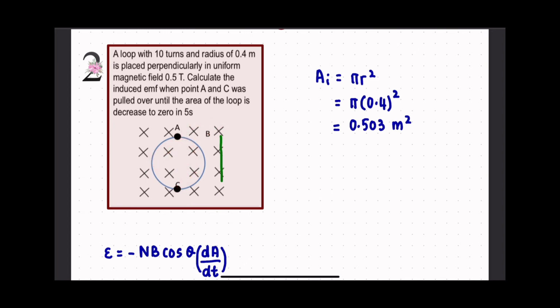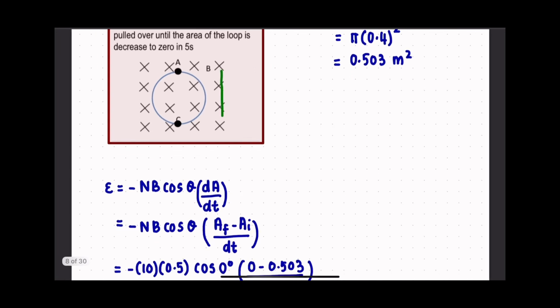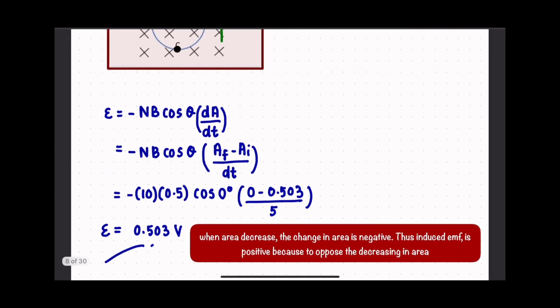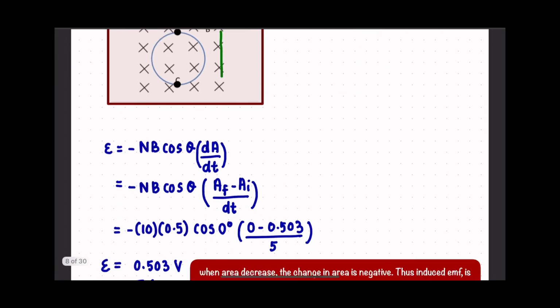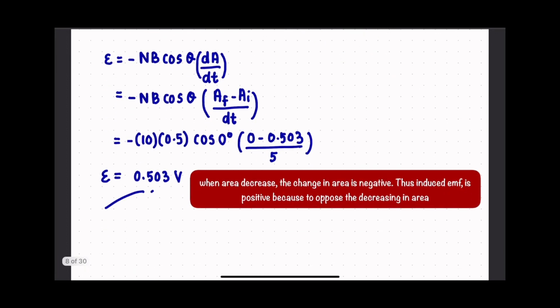Okay, so first you have to find the area because they give you the radius, so pi r square, and then we get area is 0.503 meter square. Substitute in the formula of induced EMF with changing area. A final minus A initial: final is reduced to 0, right? 0 minus 0.503 divided by the duration of 5 seconds. So we get 0.503 volt.